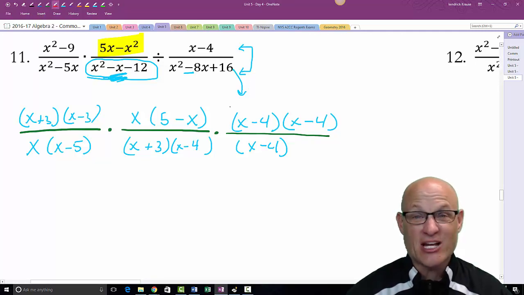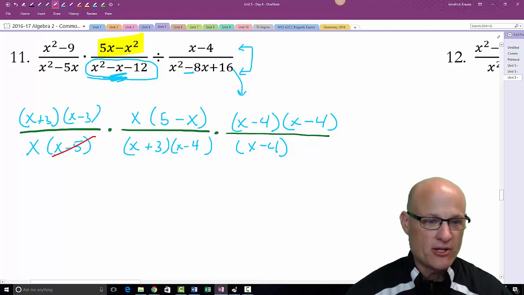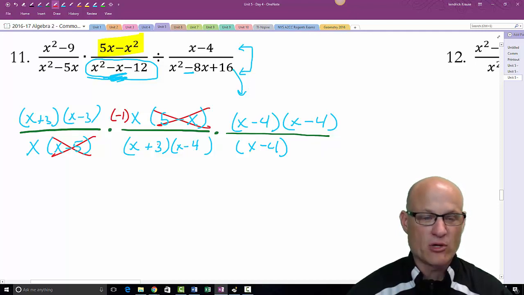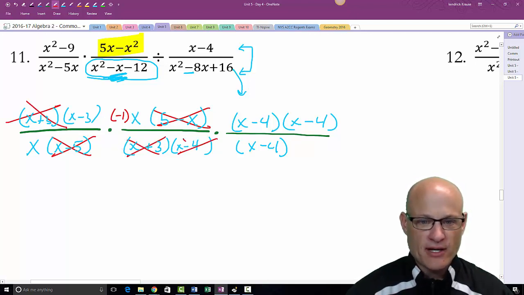Let's see. I'm going to take care of the negative 1 rule right now so I don't screw it up. It's right here, x minus 5 and 5 minus x. And I'm just going to put the negative 1 right there. It doesn't really matter where I put it. So x plus 3, x plus 3. X minus 4, x minus 4. X minus 4, x minus 4.